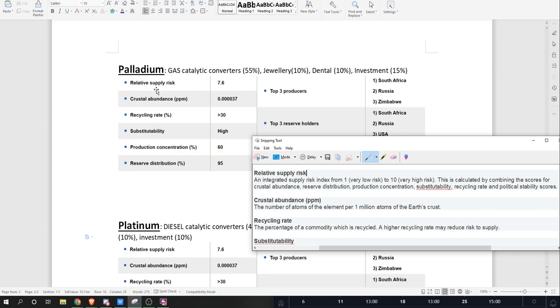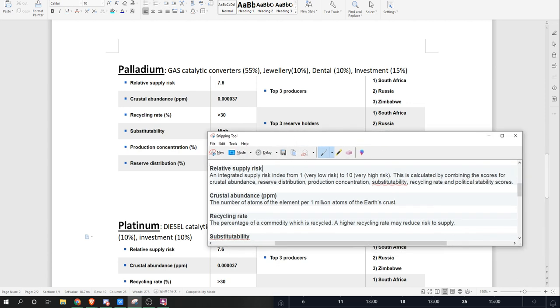Now let's look at the relative supply risk for palladium. So, like we said, 1 is very low and 10 is very high in terms of the risk for a supply shock, and palladium is at a 7.6, meaning that it's pretty high in terms of a potential for a supply shock.